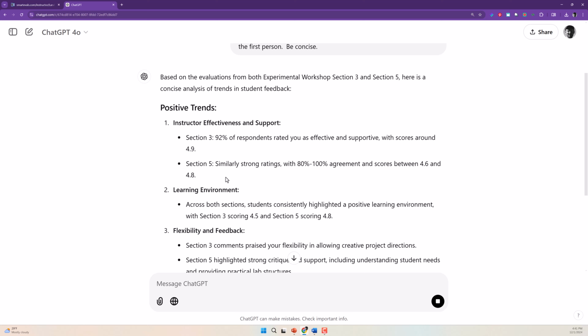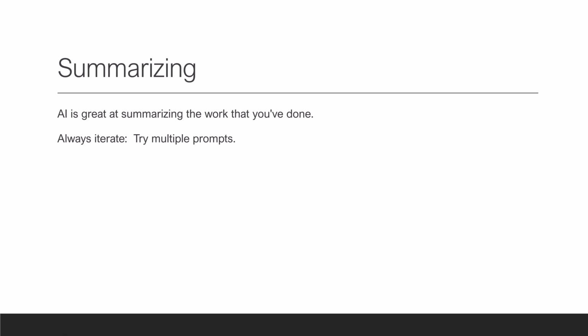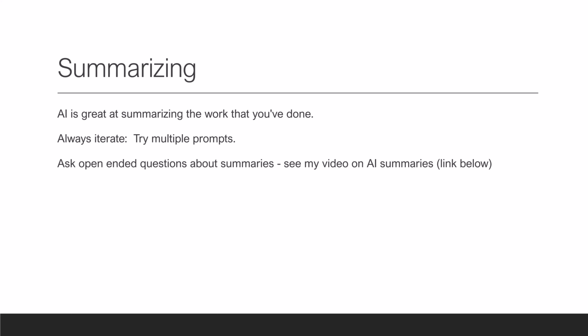Okay, so what's the next thing that you can do? We've gone over how to use AI for formatting and for data analytics. The next stage I would use AI for is summarizing. It's great for summarizing what we've done. Always iterate, try multiple prompts, and ask open-ended questions about your summaries. I also made a previous video all about AI summaries, where it can really be helpful and also some things to be careful about. I'll put a link in the notes below.